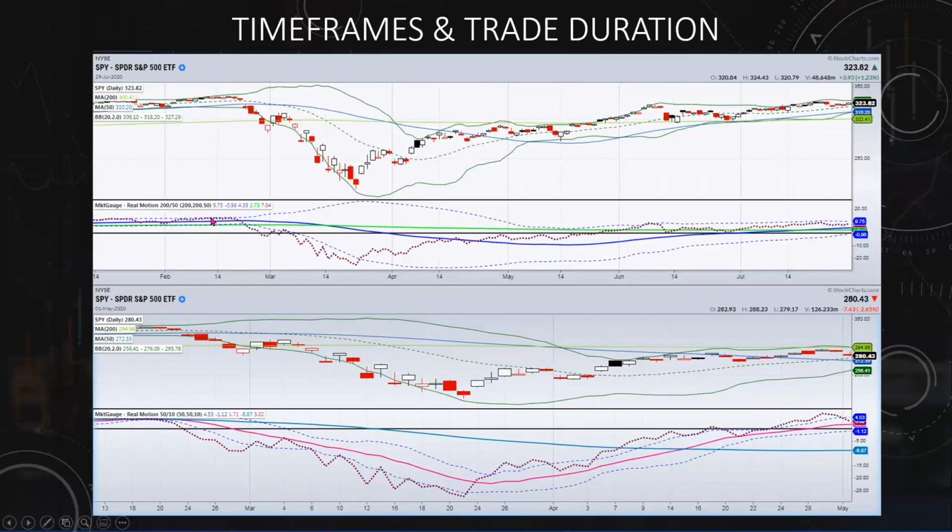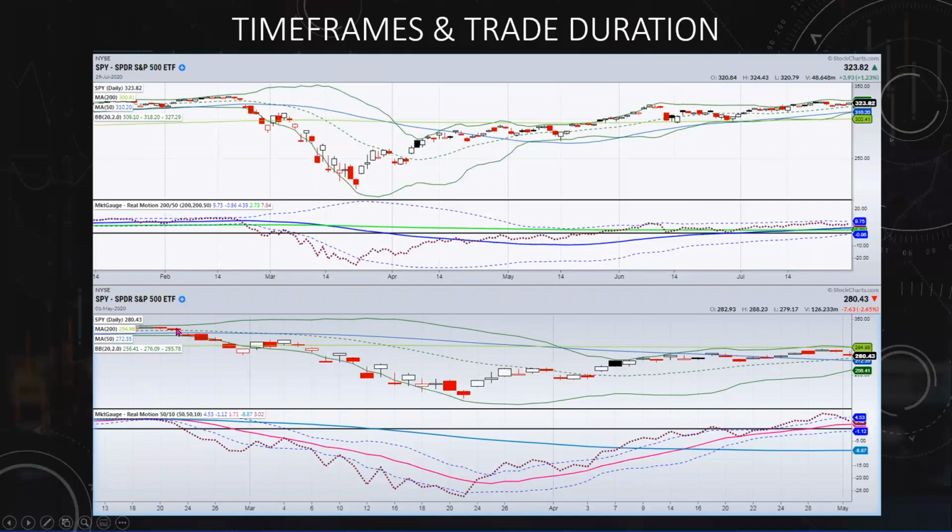So one of the things you can see here is in February, right, our real motion gauge started to drop under the 200-day of real motion, right, in late February, before this really nasty 40% drop in the market. So it was telling you here that there was a divergence, even though the price was above all the key moving averages, its momentum reading here was negative.